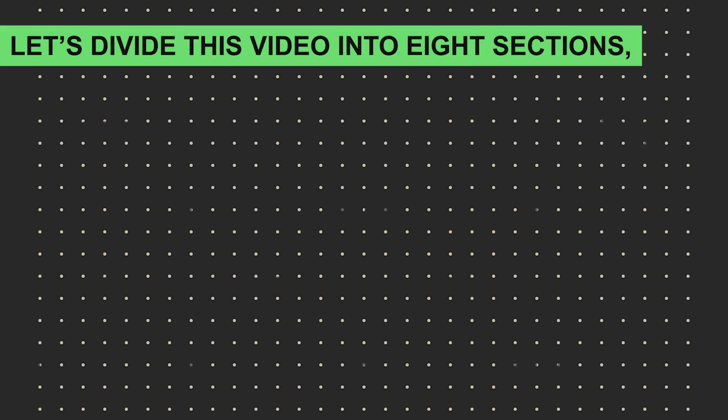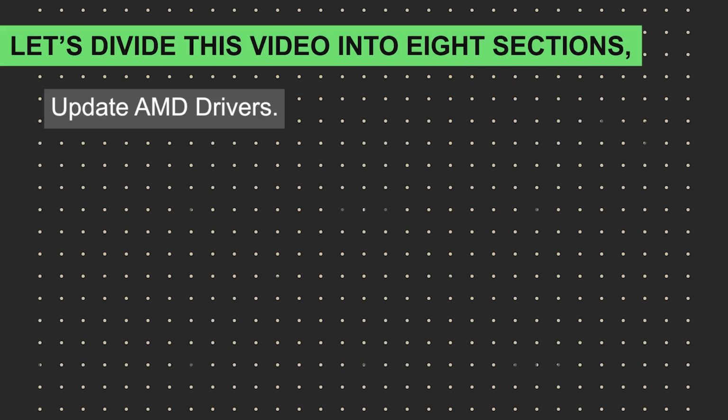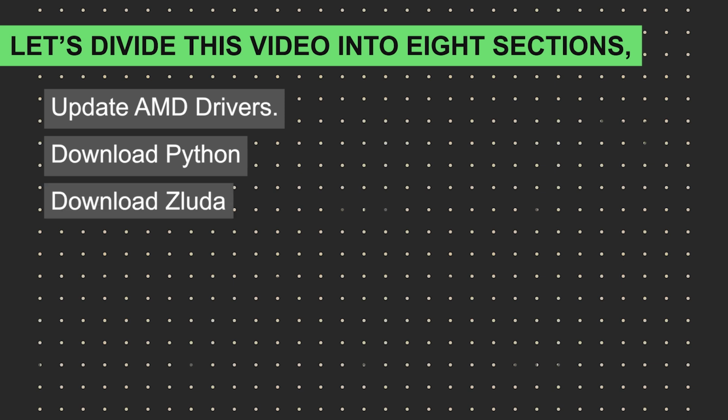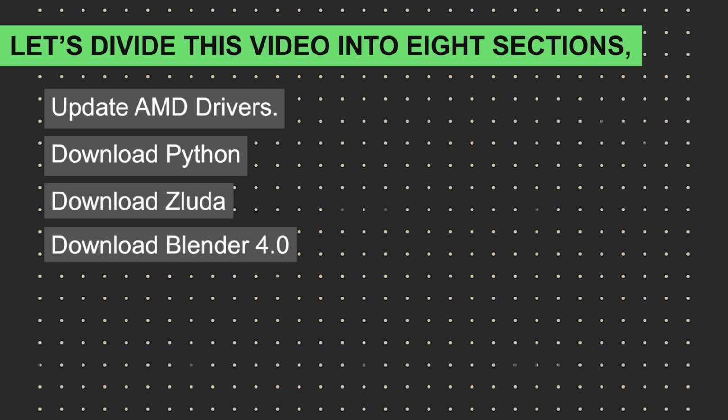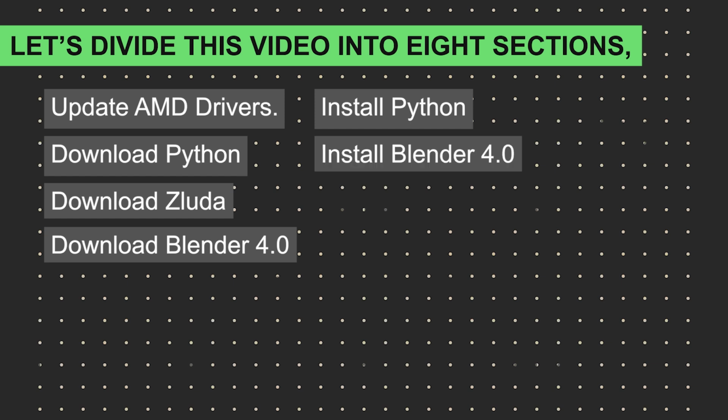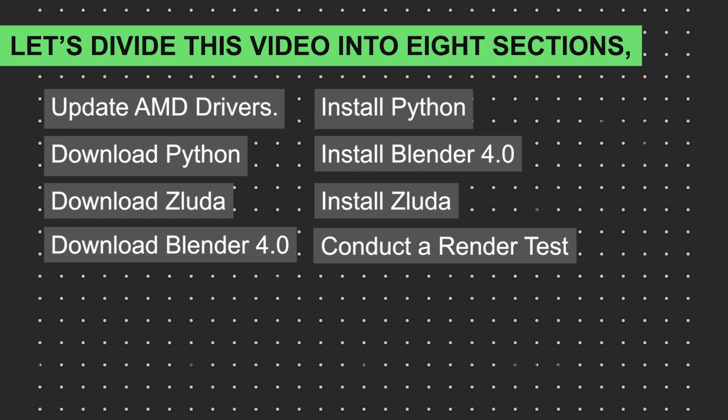Let's divide this video into 8 sections, which are: 1. Update AMD drivers. 2. Download Python. 3. Download Zluda. 4. Download Blender 4.0. 5. Install Python. 6. Install Blender 4.0. 7. Install Zluda. 8. Conduct a render test.